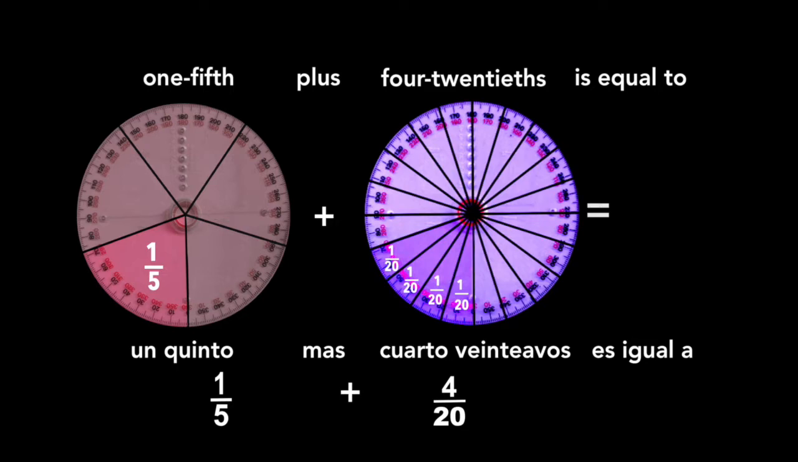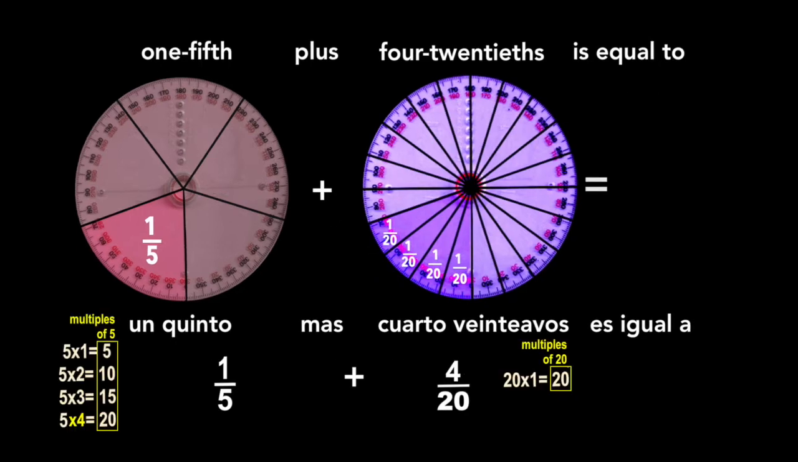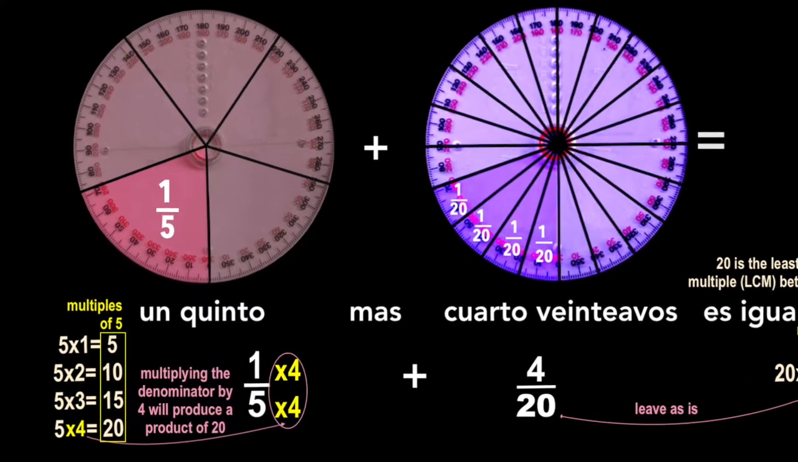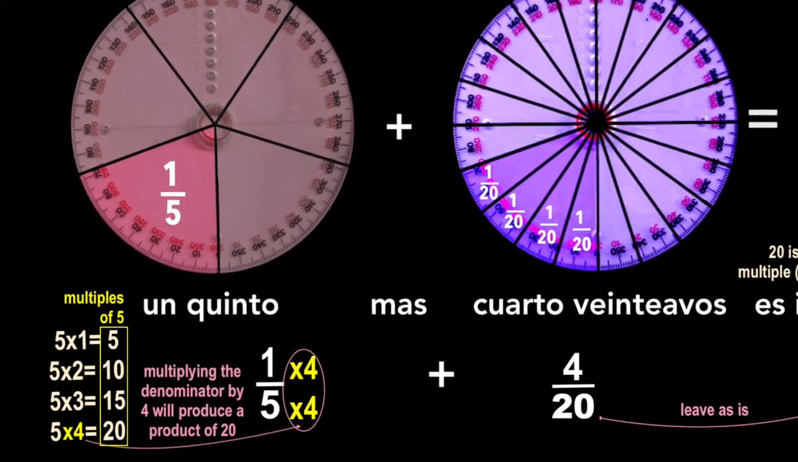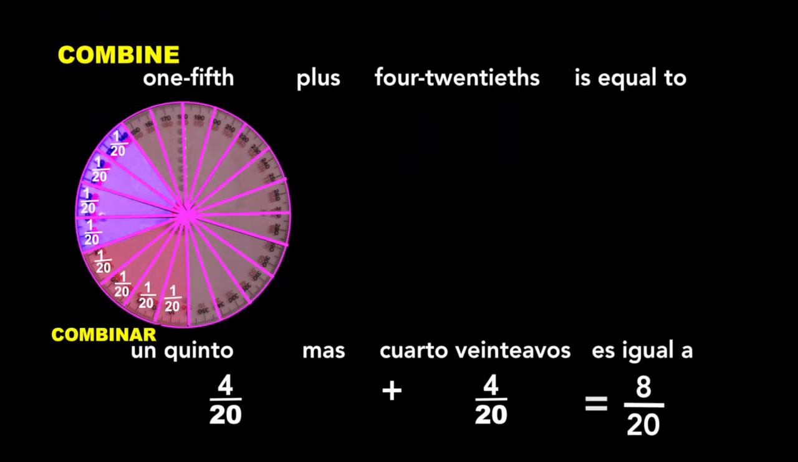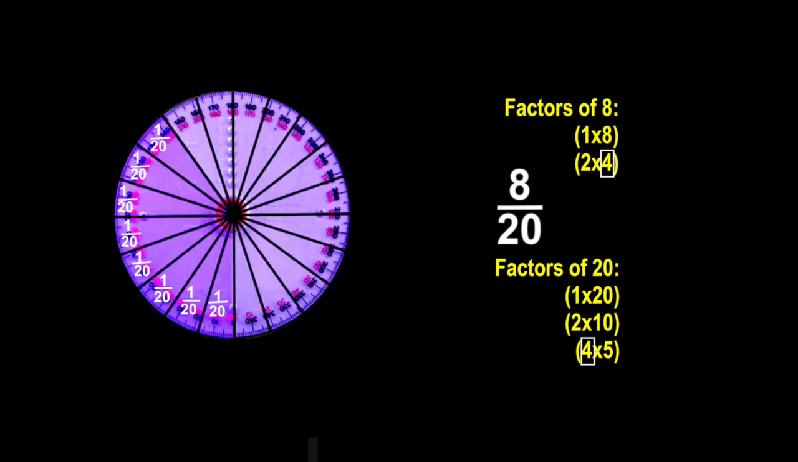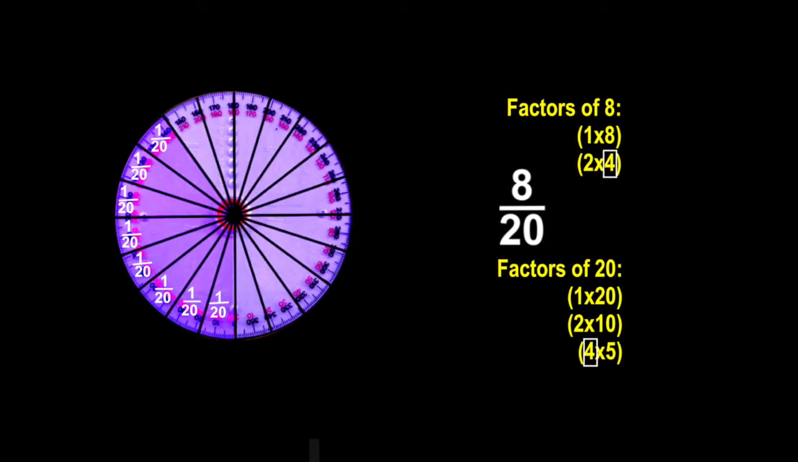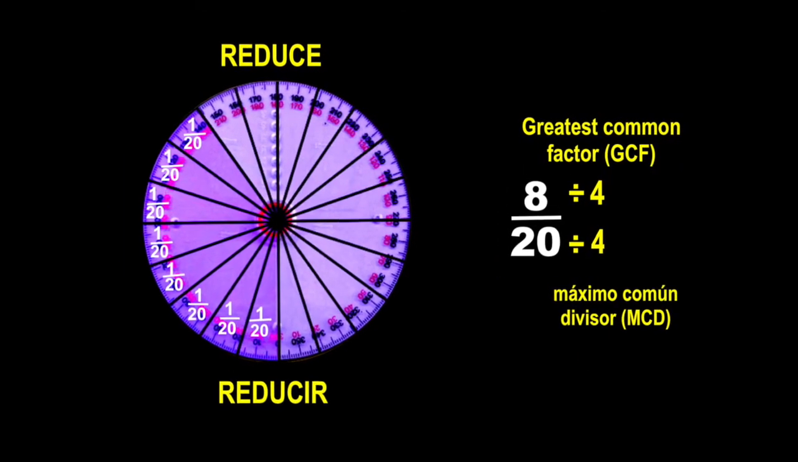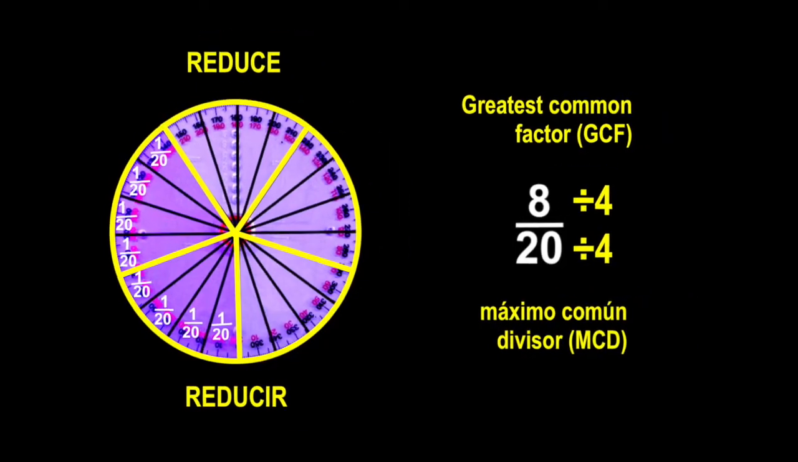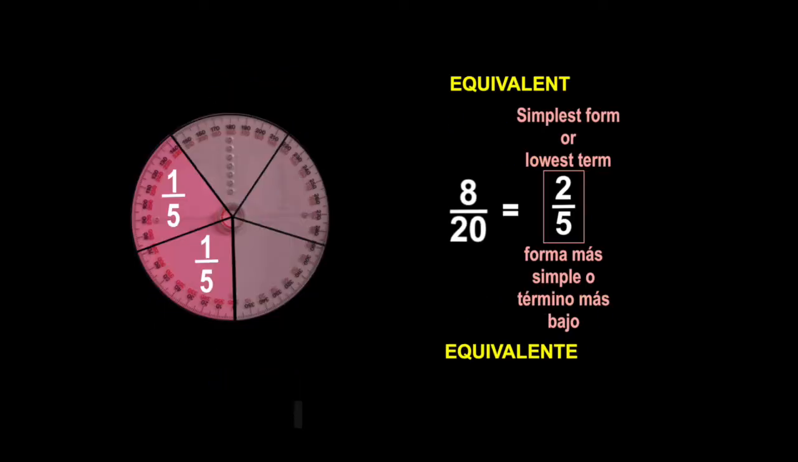1/5 plus 4/20. Find the multiples for denominators 5 and 20. 20 is the least common multiple. Multiply the 1/5 by 4/4. 1/5 converts to 4/20. Combine the sum of 8/20. Find the factors of 8 and 20. Reduce by dividing the numerator and denominator by 4/4. 8/20 is equivalent to 2/5.